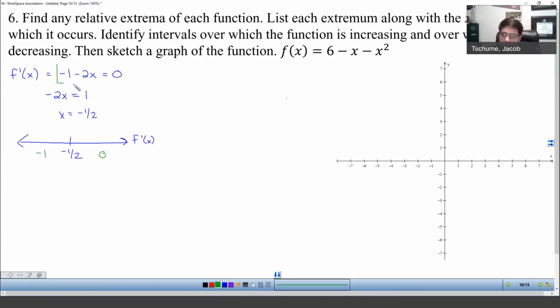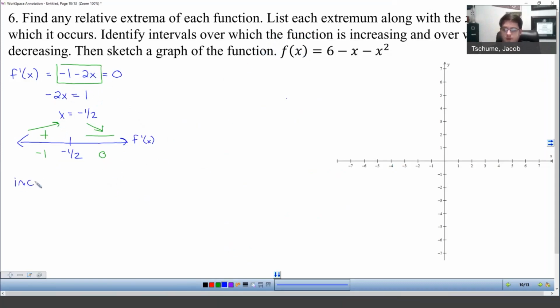And remember, from the last slide, you are plugging these into your first derivative. If you plug -1 into the first derivative, you should get a positive answer, which means increasing. If you plug 0 into the first derivative, you should get a negative number, which means decreasing. From this line graph, we can answer almost every question up here.